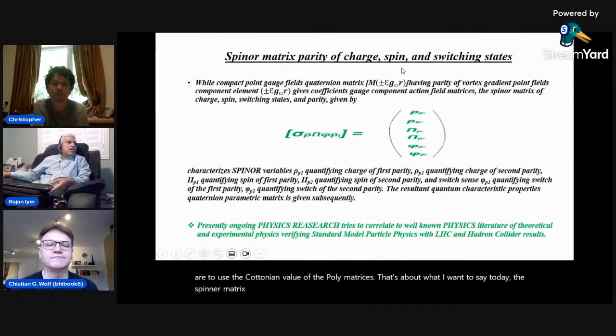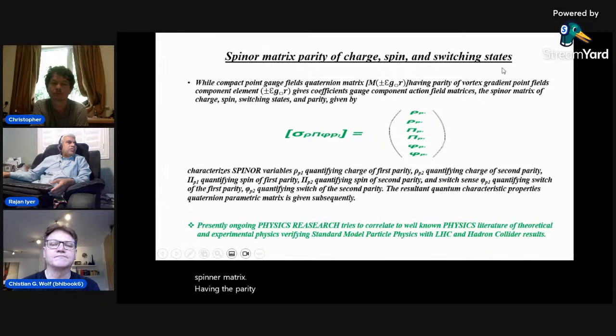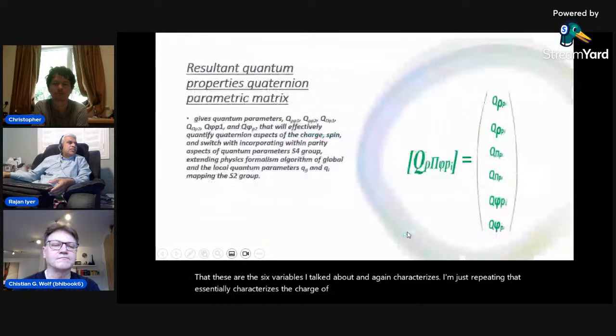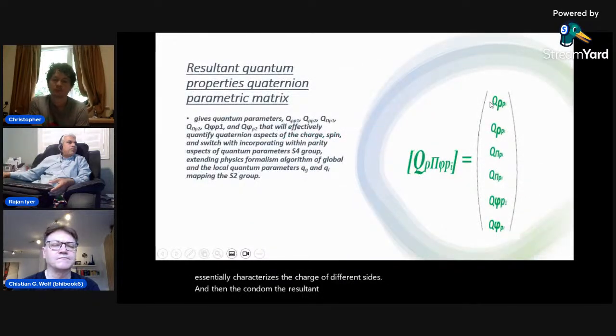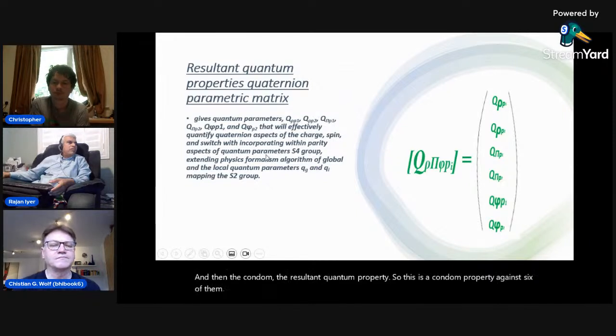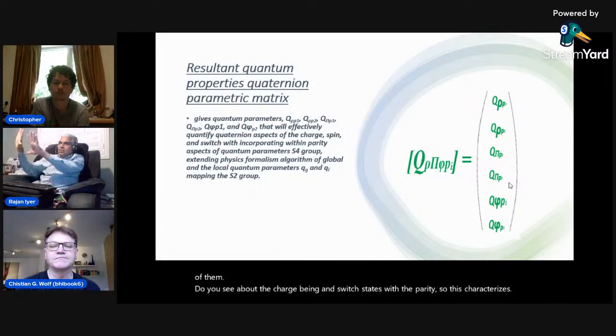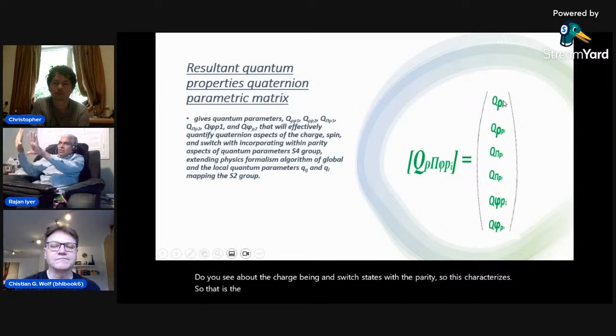The matrix has the parity of charge, spin, and switching states. Again, I'm going to pull out that these are the 6 variables I talked about, and again, essentially, it characterizes the charge of different sites. The resultant quantum property gives the charge, spin, and switch states with the parity. So that is the main thing here.